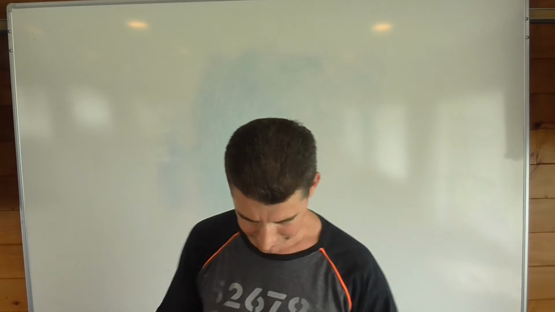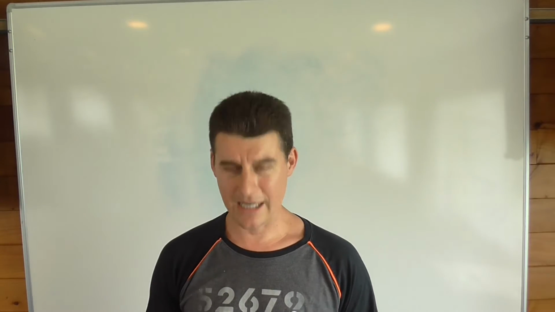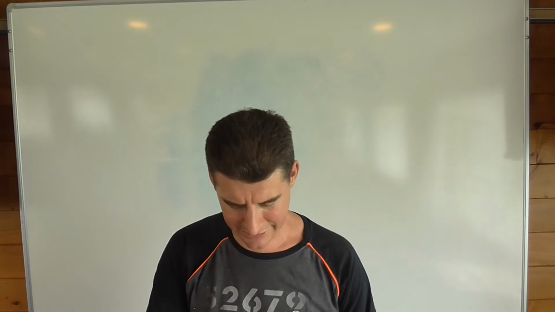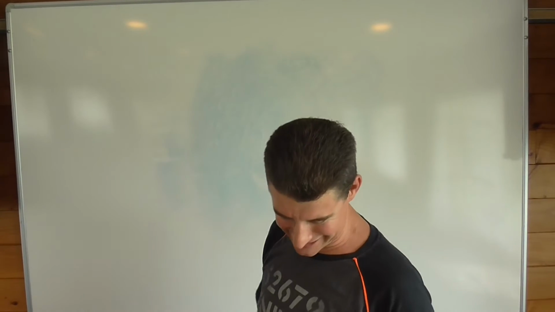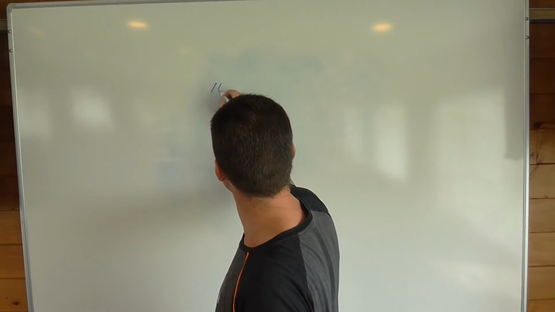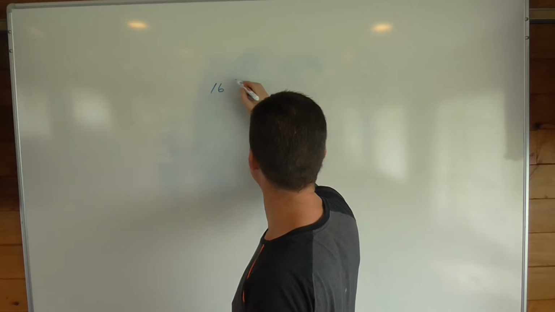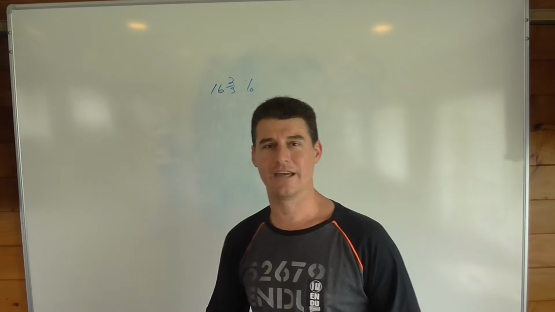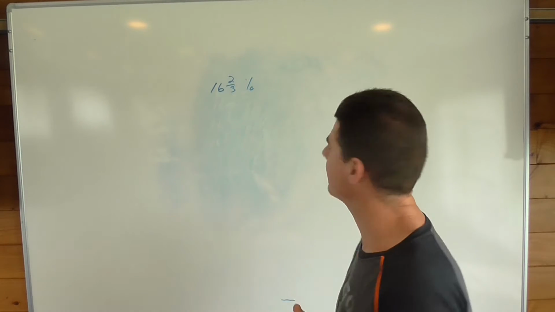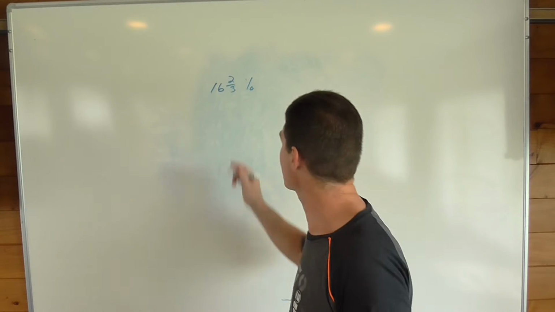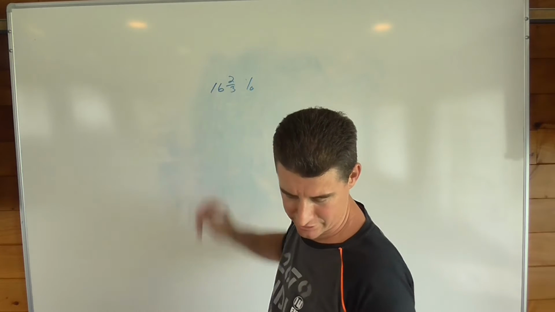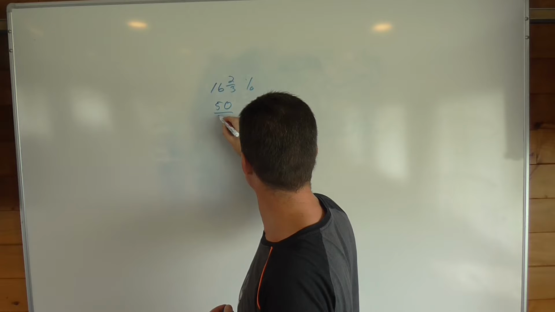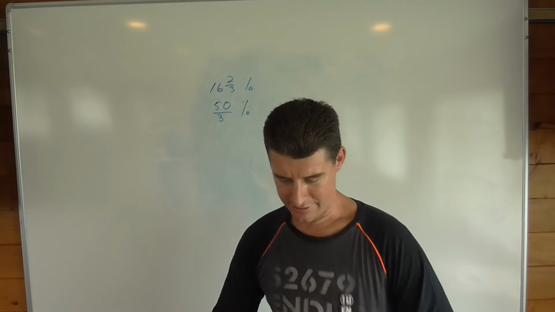Okay, let's carry on. Converting a percentage into a decimal or a fraction. That's easy. Let's say we've got 16 and 2/3%. First of all, what do we have here? We have a mixed fraction. So let's convert it into an improper fraction. 16 times 3 plus 2 gives you 50 over 3%.